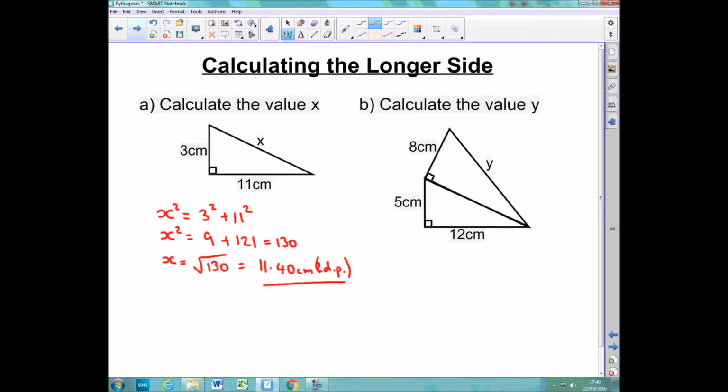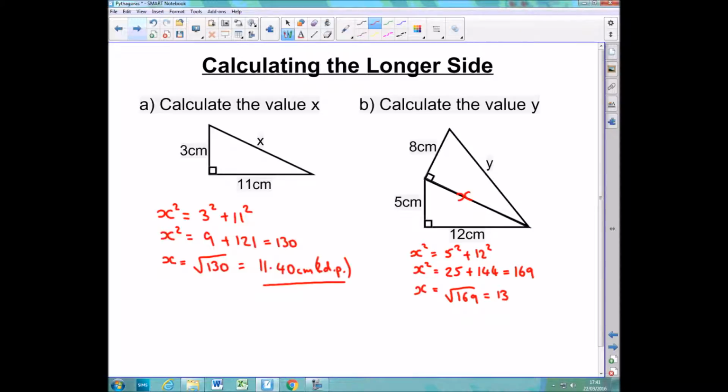Okay, so for the second question, I need to actually use Pythagoras twice. Firstly, I need to use it to find this missing side here, which I'm just going to label x. And then I'm going to use that answer to find my value of y. So to start with, I know that x squared equals 5 squared plus 12 squared. So x squared equals, tidying this right-hand side up, I get 25 plus 144, which I know is 169. So my value of x must be the square root of 169, which is 13.